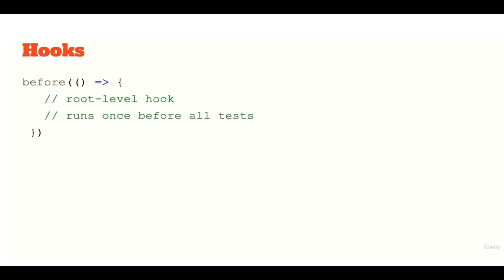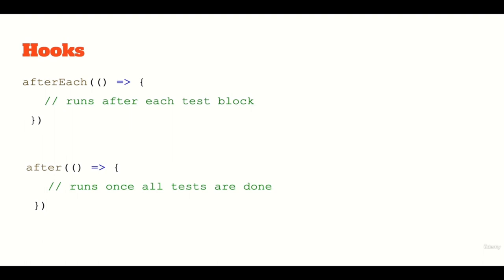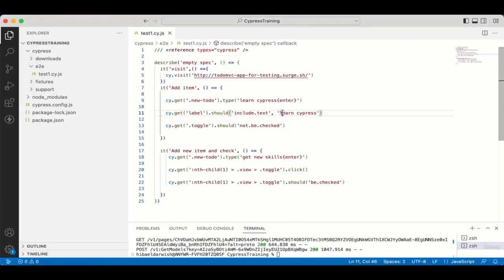Welcome back. In this video, we'll be talking about hooks. Hooks are helpful to set conditions that you want to run before a set of tests or before each test. You can use before to run once before all tests, or use beforeEach to run before every test block. Hooks are also helpful to set up conditions after a set of tests or after each test. You can use afterEach to run after each test block, or use after that runs once after all tests are done. Back to our code.